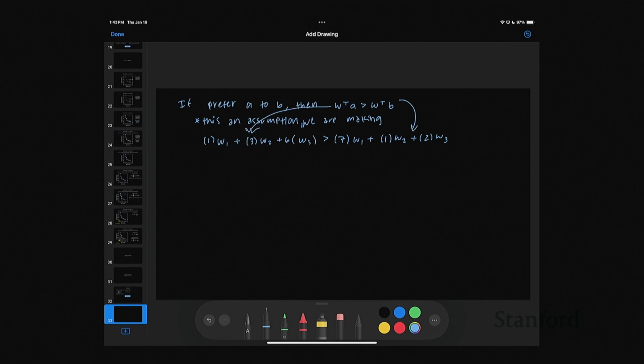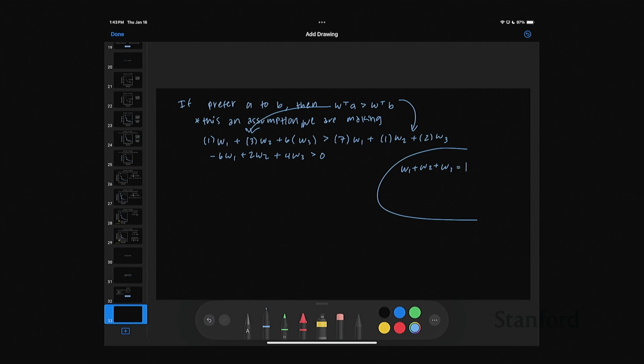Okay, now I'm just going to do some algebra here. So multiply all of this out, and I'm going to just subtract everything over. So we get negative 6W1 plus 2W2 plus 4W3 is greater than 0. We also separately had this constraint where we said W1 plus W2 plus W3 had to equal 1. We had to have the weights sum to 1.